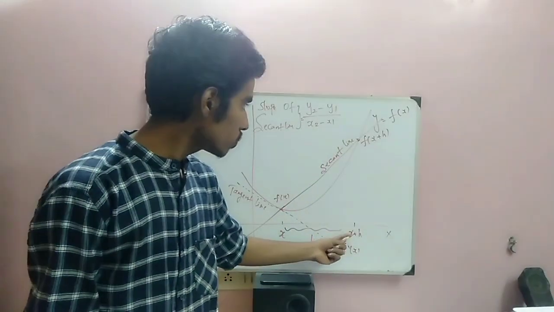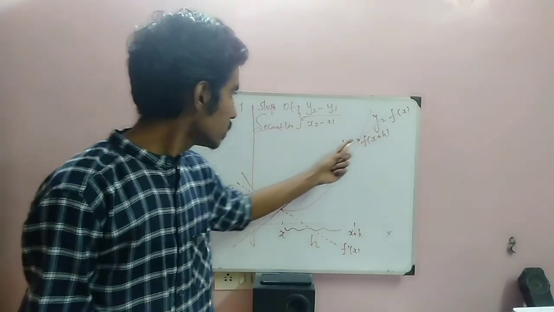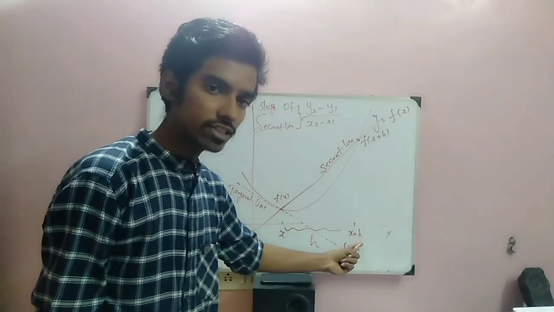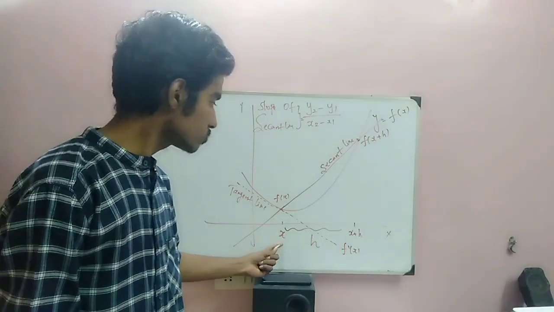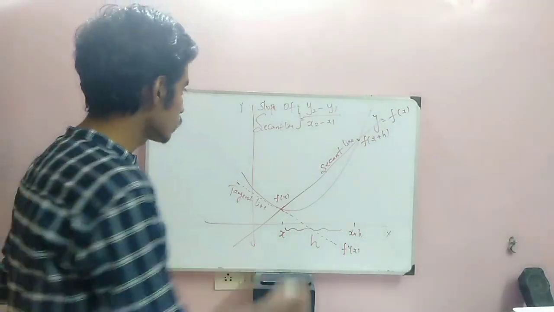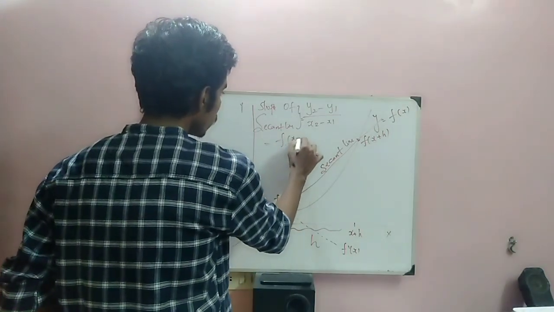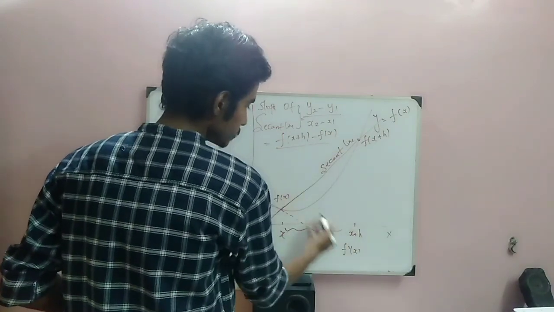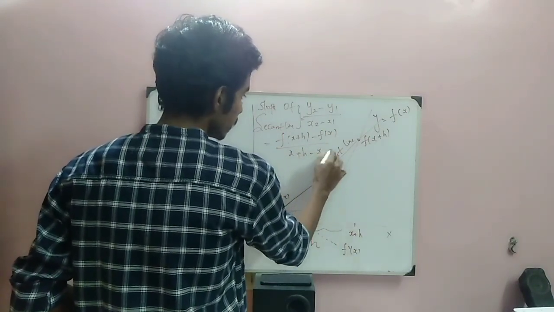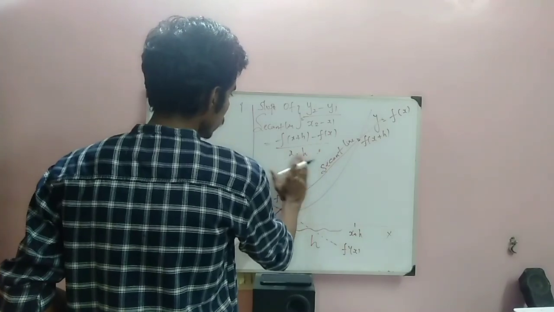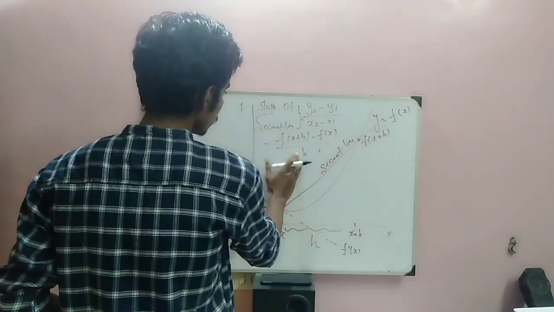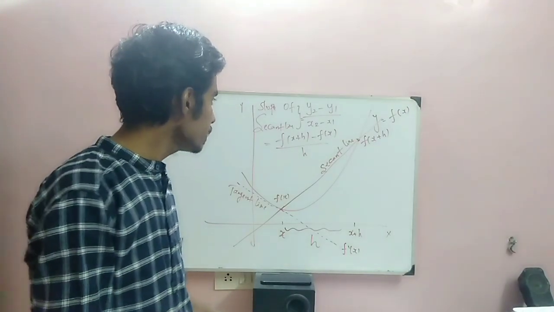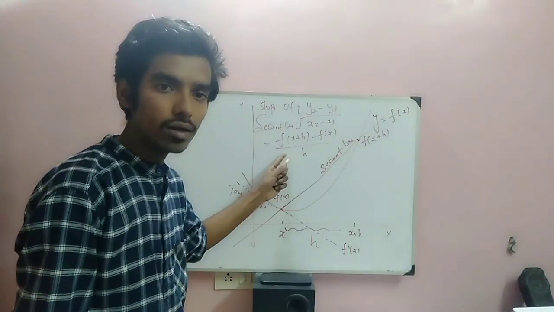So what is our y2 now? It is f of x plus h. And what is our y1? It is f of x. And what is our x2? It is x plus h. And what is our x1? It is x, right? So when I apply that, we will have f of x plus h minus f of x divided by x plus h minus x, right? So this x will get cancelled. So we have only f of x plus h minus f of x divided by h. Remember, this is the slope for the secant line.